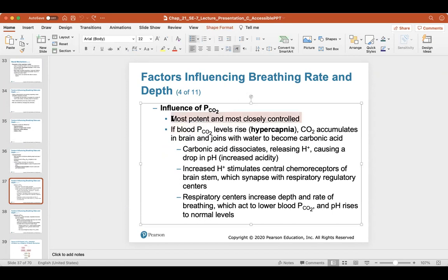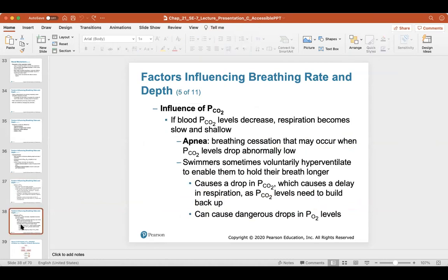So if your blood levels of carbon dioxide rise, carbon dioxide will accumulate in the brain and join with water to become carbonic acid. This will dissociate, releasing hydrogen ions, causing a drop in pH or an increase in acidity. The increase in acidity tells your brain to tell your respiratory system to increase depth and rate of breathing to try to lower the blood CO2 levels so the pH can rise back to normal levels.